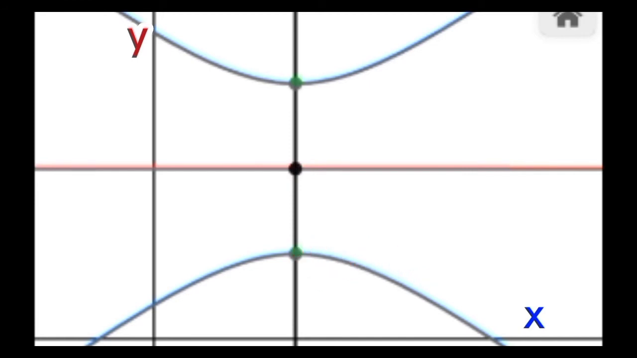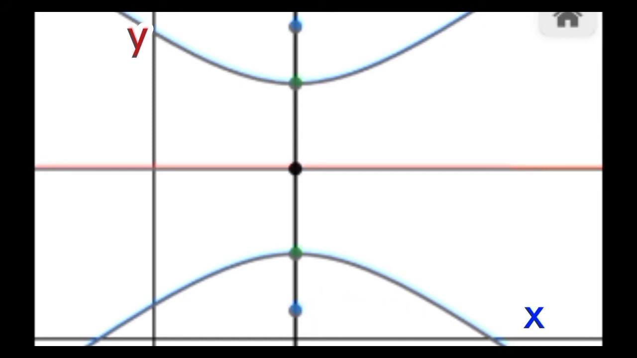The same happens for the two foci. The distance from the center to the upper and lower foci is c, so the upper focus has the coordinates (h, k plus c), and the lower focus has the coordinates (h, k minus c).